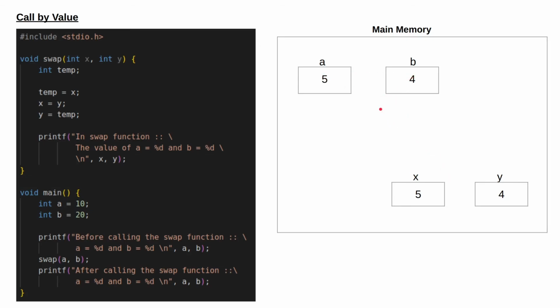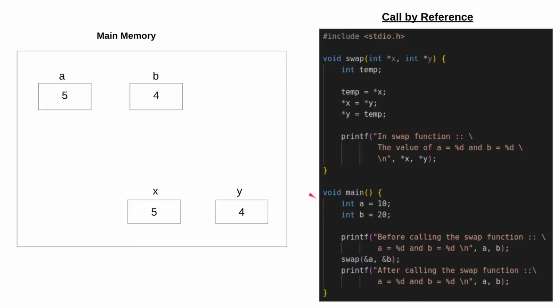Clearly you can understand the values are being copied to x and y respectively. But if you look at call by reference, instead of copying the values of a and b into x and y, what we are going to do is copy the addresses of a and b in the main memory.